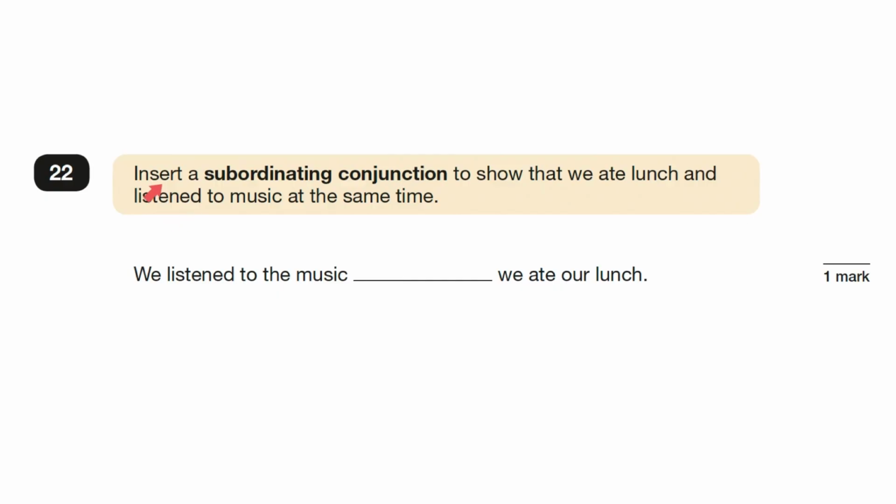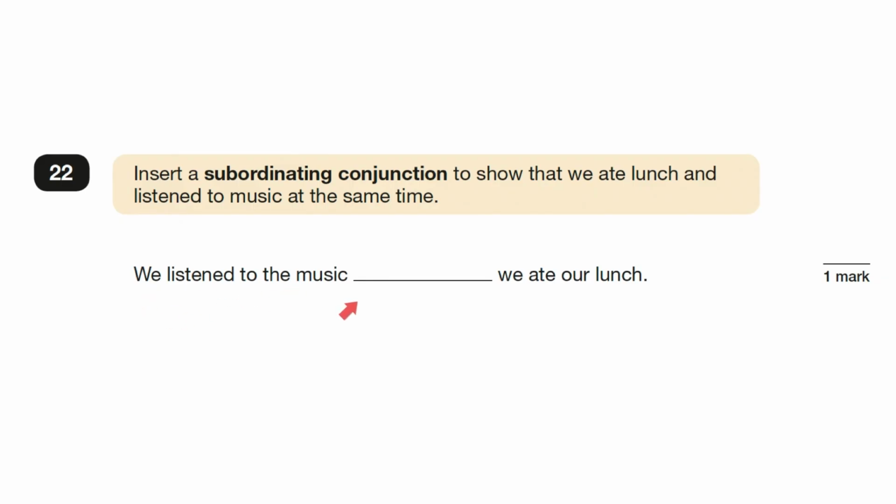Okay, so it's really important we have a good knowledge of subordinating and coordinating conjunctions. With this question, it comes back to understanding, like I said in previous videos, about coordinating conjunctions and how they perform different roles. This is exactly the same with subordinating conjunctions. So insert a subordinating conjunction to show that we ate lunch and listened to music at the same time. So we can't just bang any old subordinating conjunction in. It has to be the one that shows us doing something at the same time.